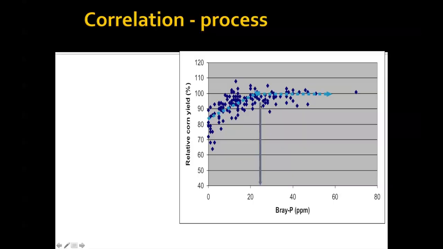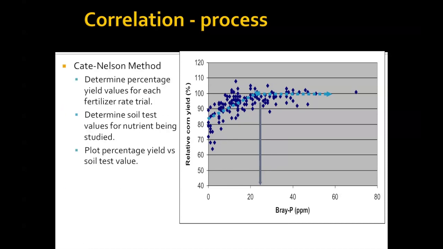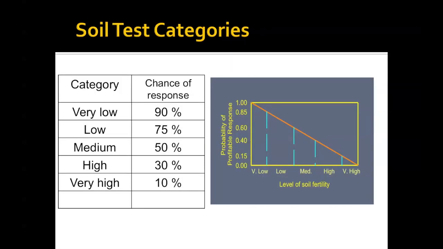So your optimal phosphorus addition would probably be, well, you'd want to add so that your optimum soil phosphorus level is going to be in this area according to an agronomic recommendation. This is called the Kate Nelson method, and we've discussed that. You can read the text there as well. So soil test categories, you'll be able to see this in the Clemson soil test category, and I'll put that out there for you on Blackboard as well.